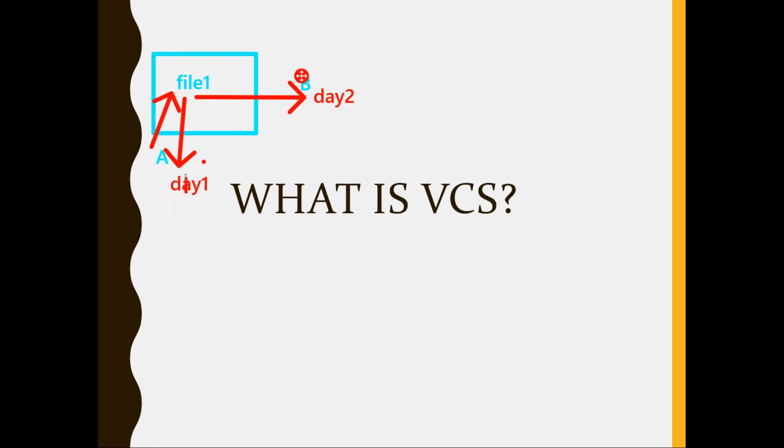Both of them got the file at the same time. Then developer A made some changes and put the file back on day 1, let's say on Monday. On Tuesday, developer B put his changes back. So finally, this file 1 will have which person's changes? Day 2, developer B's changes, isn't it? Yes, developer B's changes.